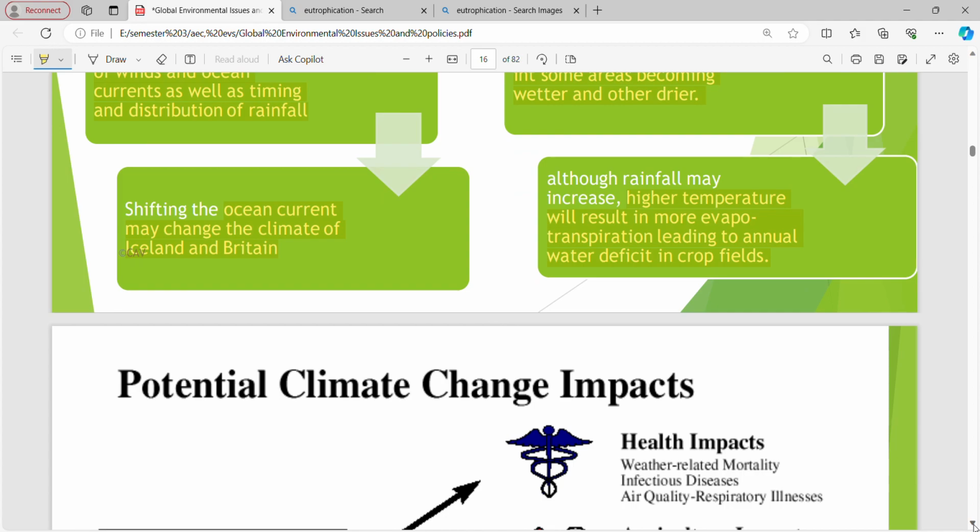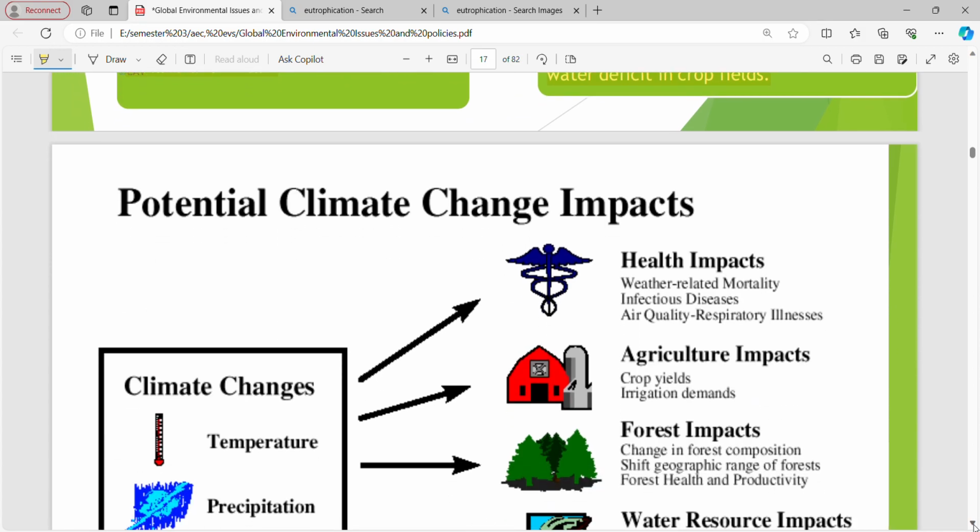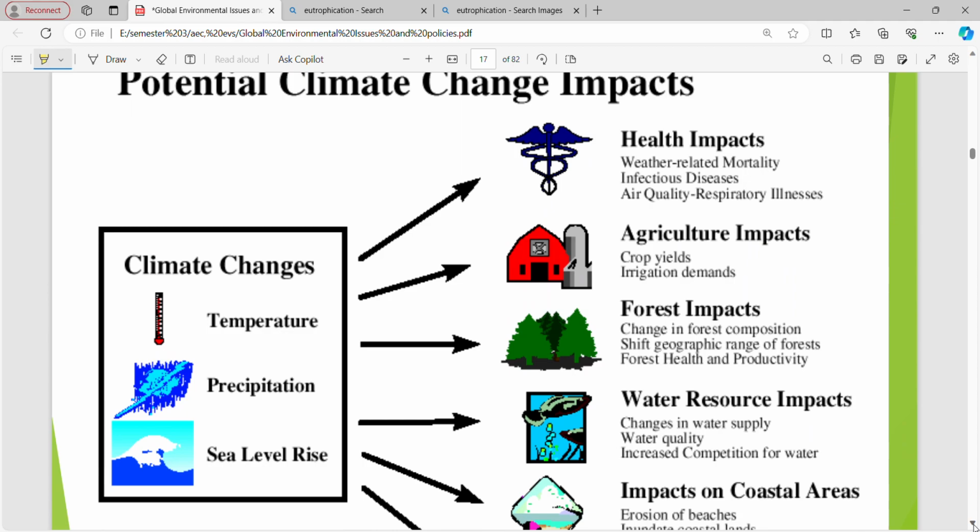So just mark these things. Then potential climate change impacts. When the climate is changed, what all will change? Three things that will change directly are temperature, precipitation, and sea level rise. And how will this affect? One is health impact: weather related mortality, infectious diseases, air quality, respiratory illness.